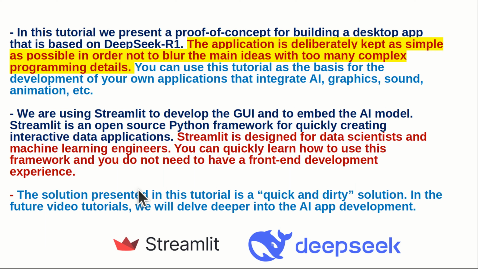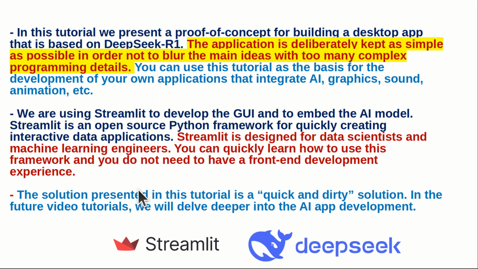In this tutorial, we present a proof of concept for building a desktop application that's based on DeepSeek R1. The application is deliberately kept as simple as possible in order not to blur the main ideas with too many complex programming details. You can use this tutorial as the basis and as the starting point for the development of your own applications that integrate AI, graphics, sound, animation, etc. What is most important, the application will run on your local computer and it will run in your web browser.